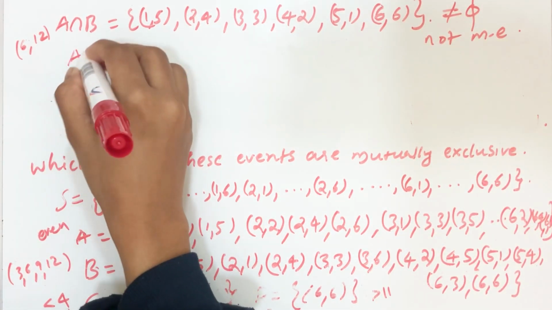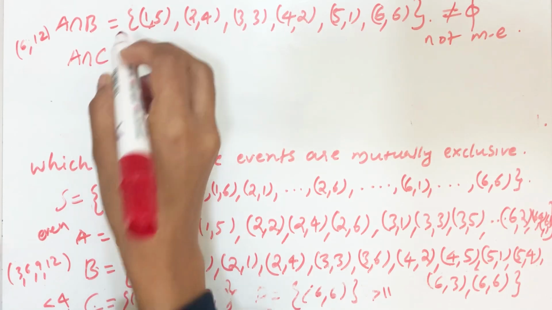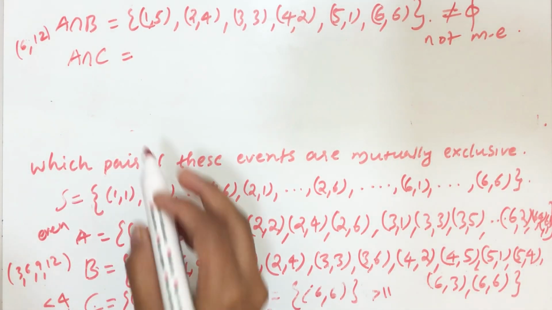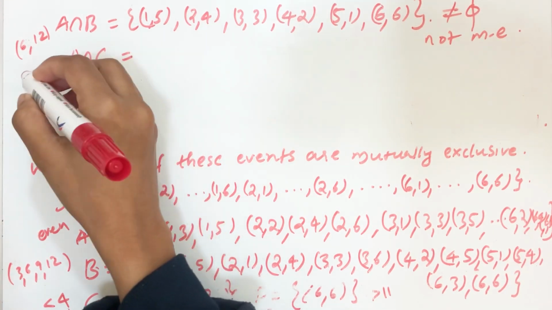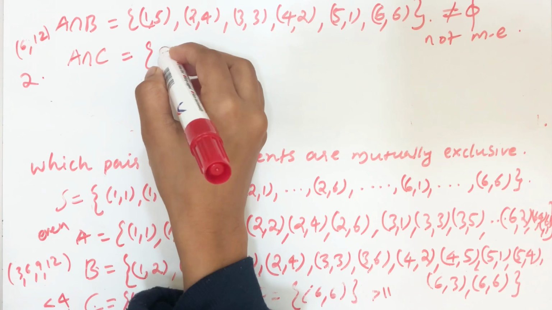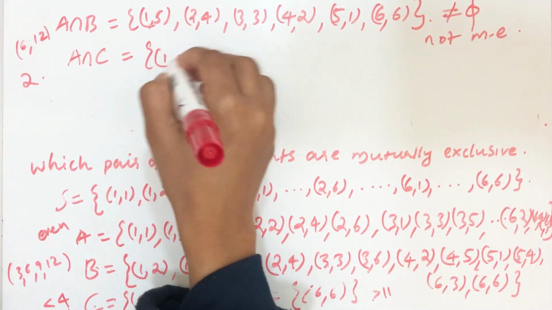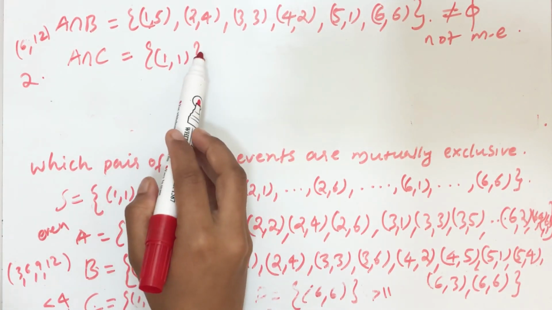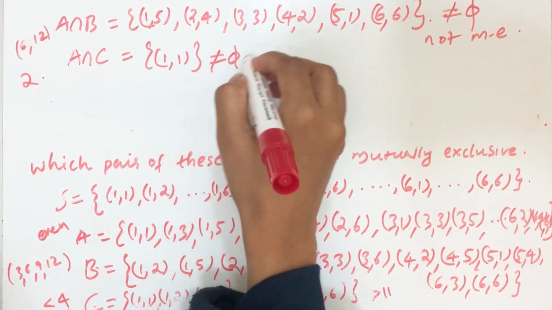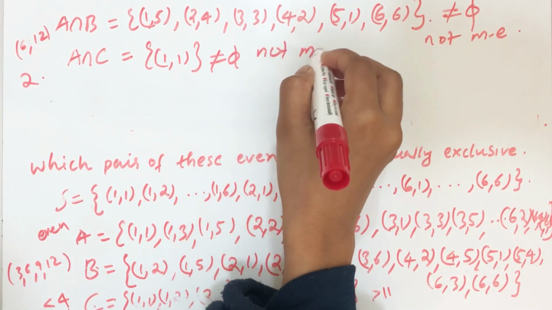Okay, next A intersection C. A intersection C is A, sum is even, and C, sum is less than 4. What are the even numbers less than 4? 2. So we can say sum is 2. That is 1, 1. This is a singleton set but not equal to empty. So this is not mutually exclusive.